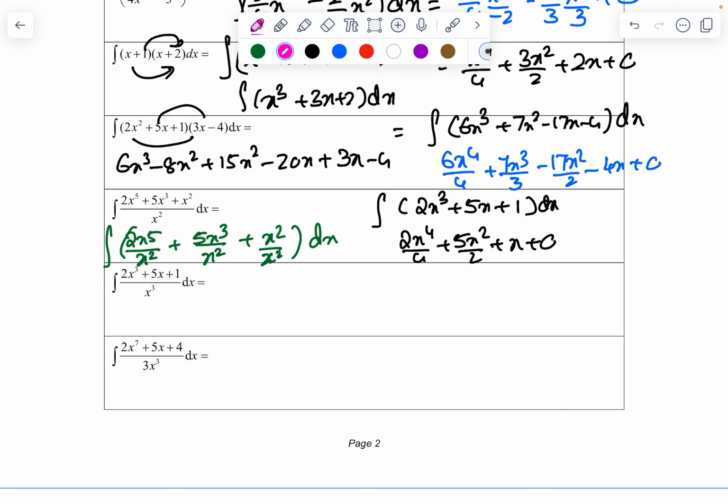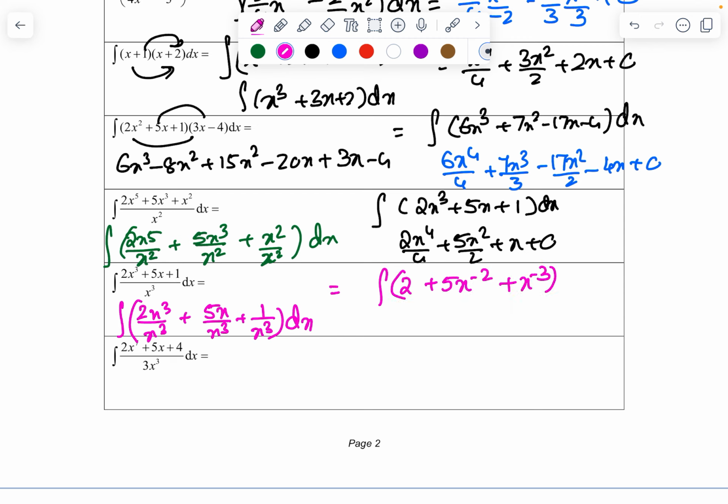Next, 2x cubed by x cubed plus 5x by x cubed plus 1 upon x cubed dx. So this will become 2 plus 5x to the power of negative 2 plus x to the power of negative 3 dx. So the integral will become 2x plus 5x to the power of negative 1 upon negative 1 plus x to the power of negative 2 upon negative 2 plus c. You can stop it there because these are basic questions. I am not simplifying it further.